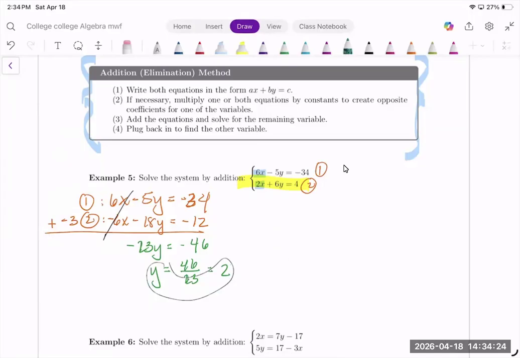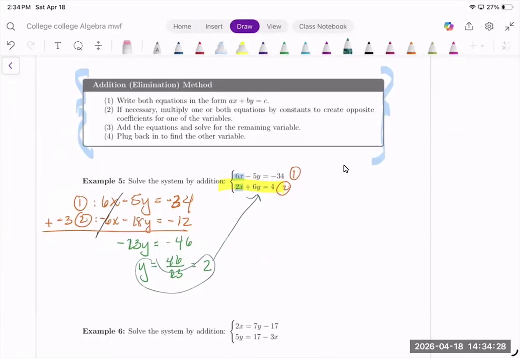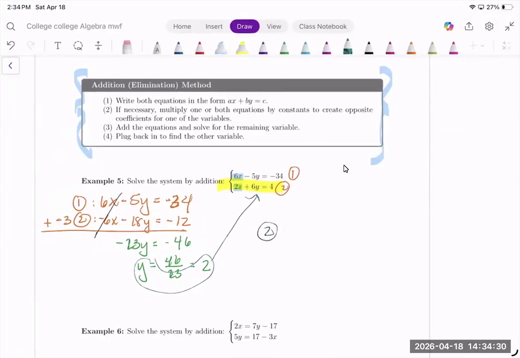You pop it into any version. Let's just do equation 2 for no particular reason. So in equation 2, we're popping in 2x plus 6 times 2, because we found that's what y equals.